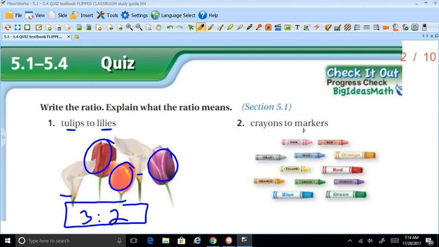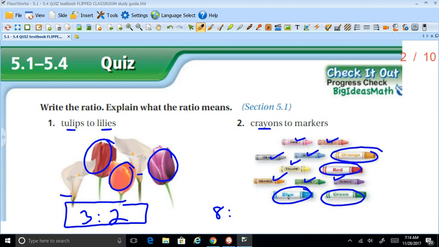Number 2, crayons to markers. Well, I need to find the crayons first. 1, 2, 3, 4, 5, 6, 7, 8. 8 crayons to 1, 2, 3, 4 markers. So 8 to 4 ratio, and I'm going to simplify that down. They each have a common factor of 4, so I get a 2 to 1 final ratio. Crayons to markers is a 2 to 1 ratio.